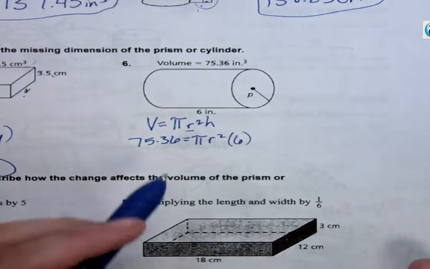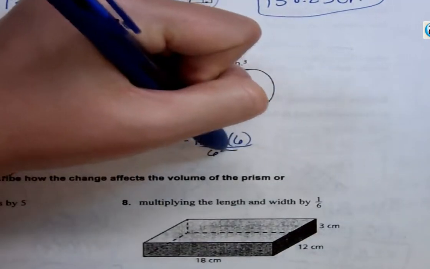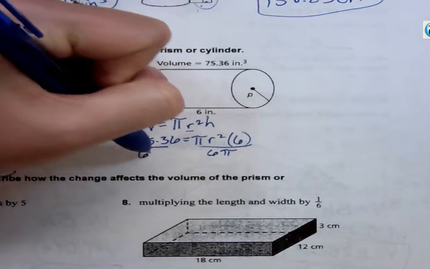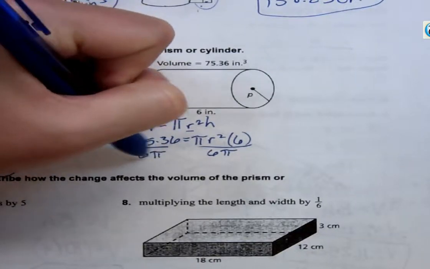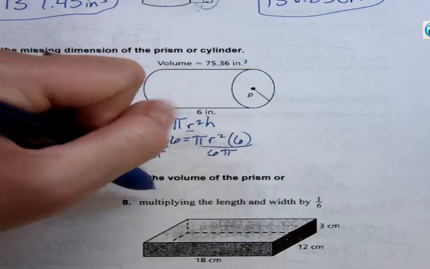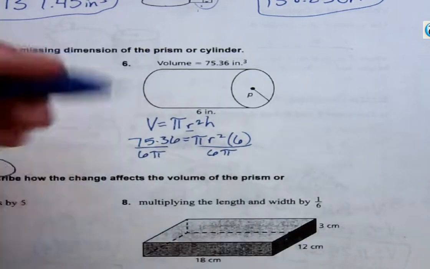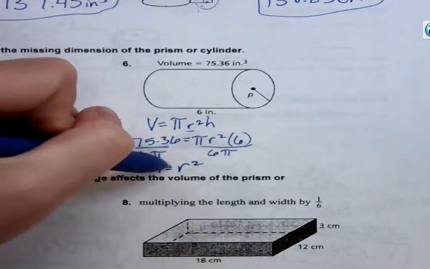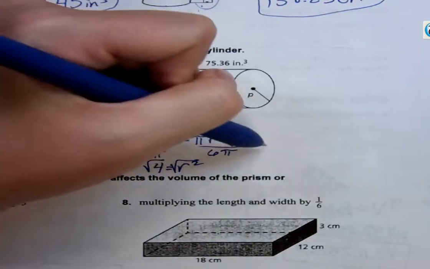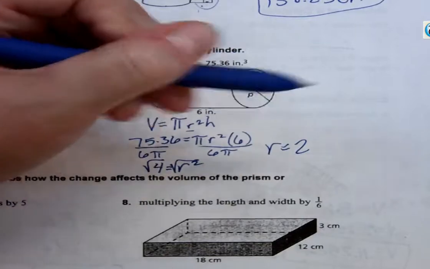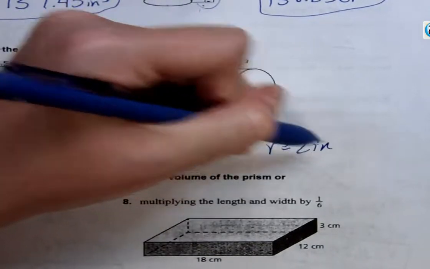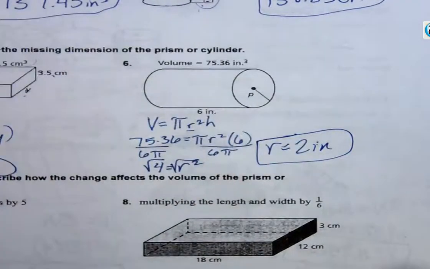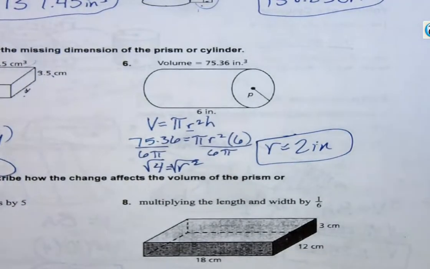So, what you can do is divide by 6 pi on both sides. So just put this in the calculator, 75.36 divided by 6 pi, and you get like 3.99. So I'm just going to write 4 equals the radius squared, because when we take the square root of that, we get a pretty number. So 2 inches is what our radius would be.